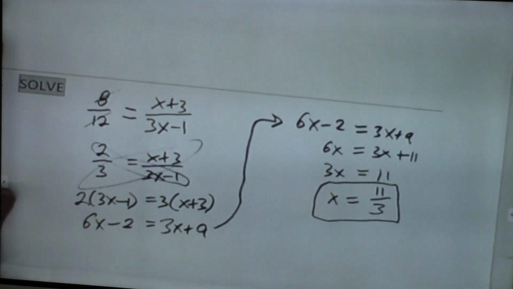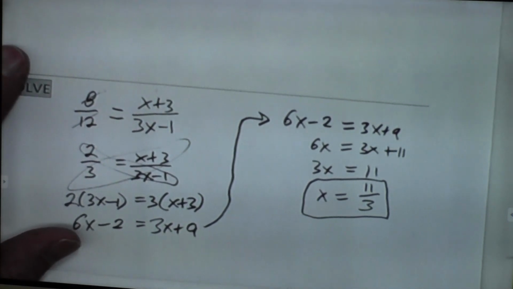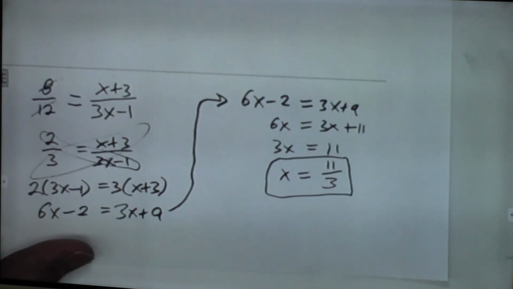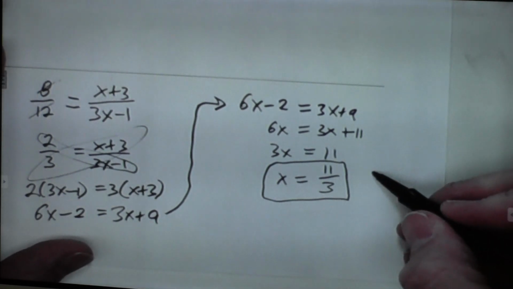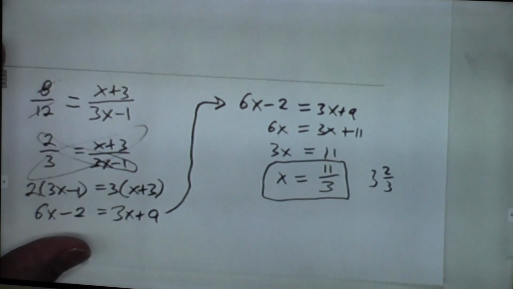It's not a very clean number. It'd be nice if it was like a 4 or a negative 2 or something like that, but fractions are possible answers. So 11 over 3 works. This is not a slope, so it's okay to say that would be 3 and 2/3. So making a mixed number is acceptable.